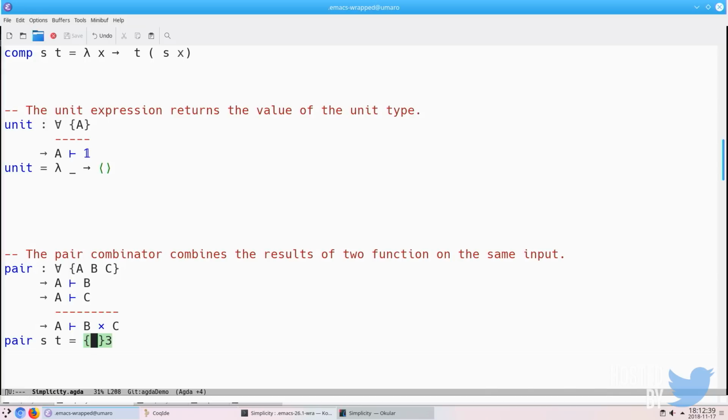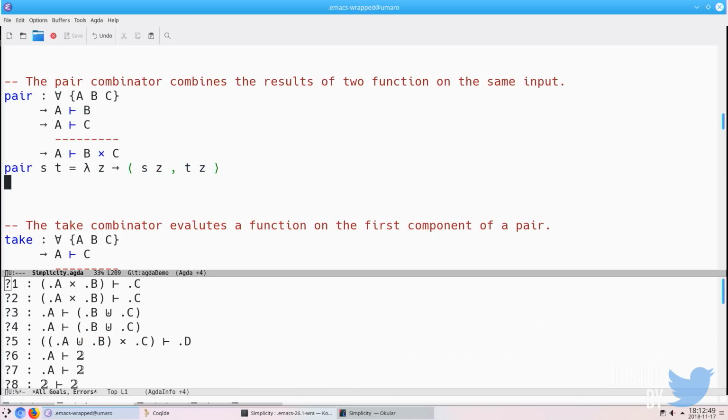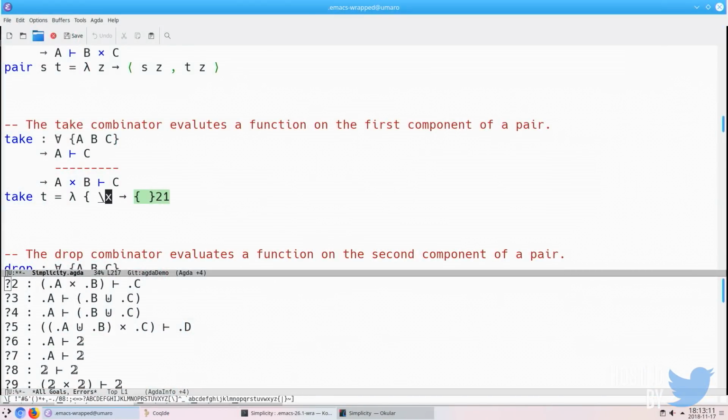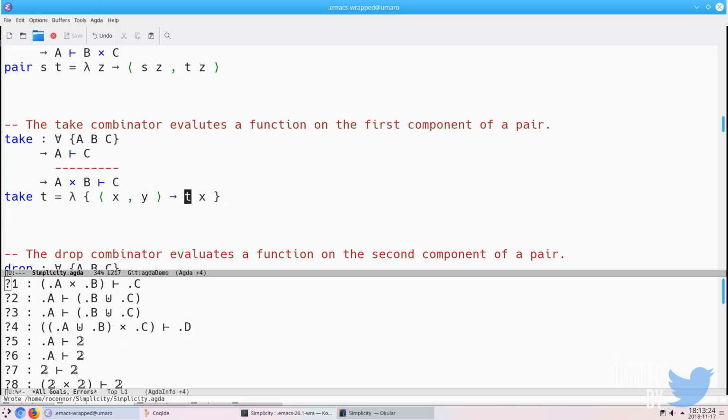And we can infer its semantics like so. The take combinator. So if we have a Simplicity expression from A to C, we can lift that into a Simplicity function from A cross B to C just by ignoring the second argument of the pair and executing on the first argument. So Agda is going to need a little bit of help here. We're going to do a pattern match on the input like so, and it's going to return something, and that something is t of x. So we're just running t on the first component.